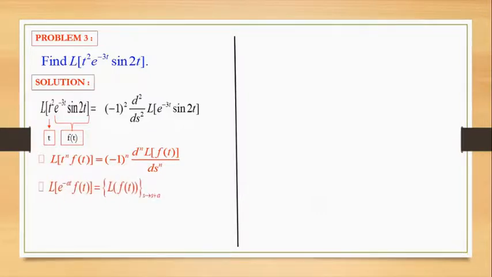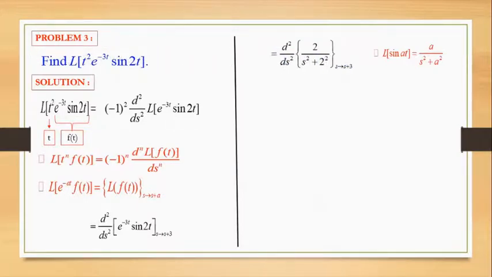So now here we again apply our first shifting theorem and we get minus 1 the whole square, which is nothing but positive, d square by ds square, Laplace of e power minus 3t sin 2t, where s is shifted to s plus 3. Since we know the Laplace value of sin at is a divided by s square plus a square, we substitute and we get d square by ds square of 2 divided by s square plus 2 square, where s is shifted to s plus 3. Now we replace s by s plus 3 and we get d square by ds square of 2 divided by s plus 3 the whole square plus 2 square.